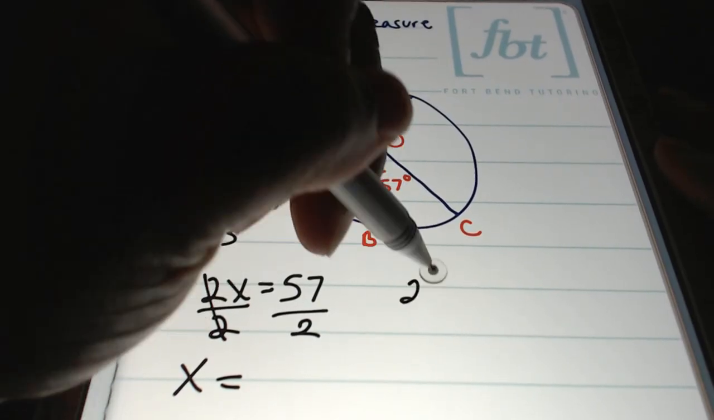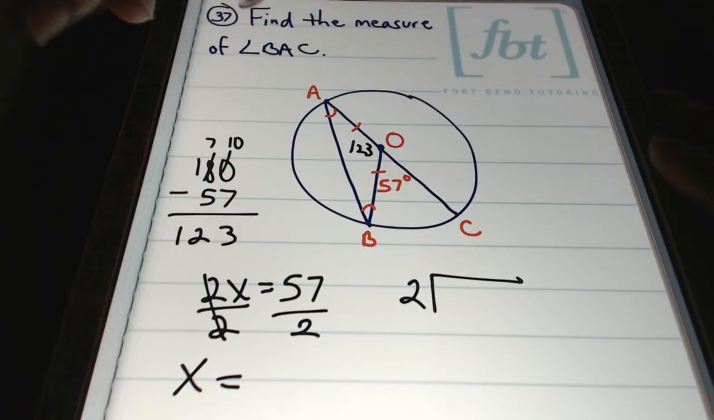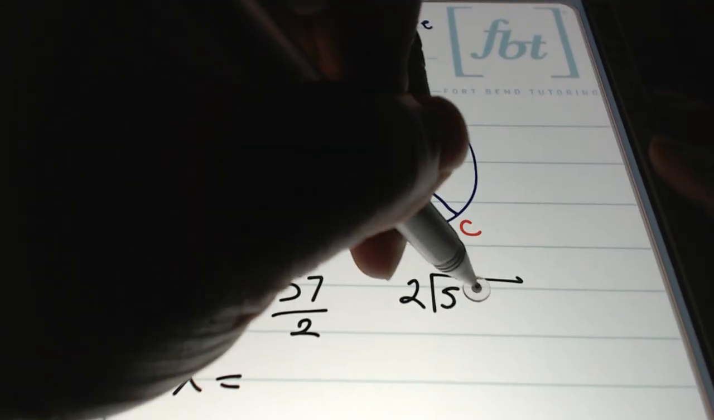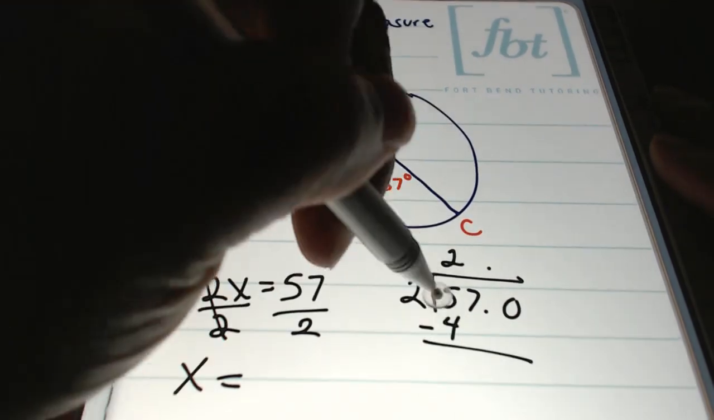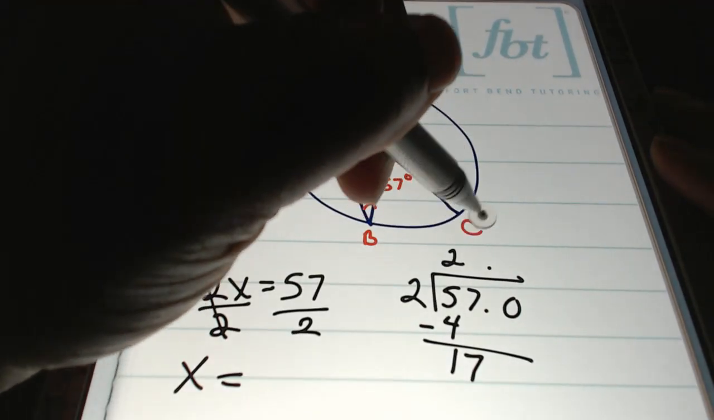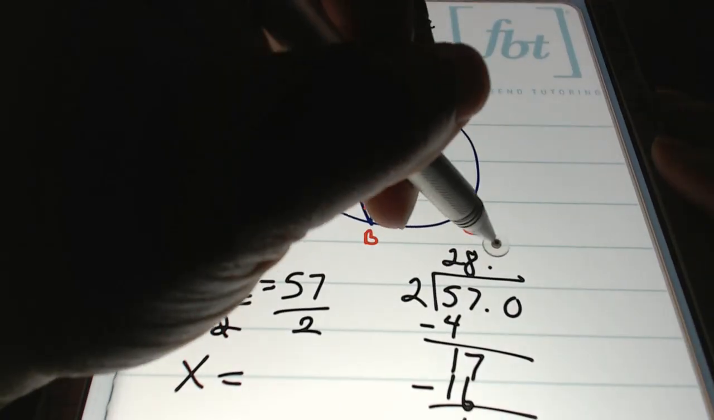And I've got to try to make up for that other problem. I think it was the second problem where I couldn't divide. Let's go ahead and see if I can make up for that today. We'll have 2 going into 5 twice. It's going to be 4. We'll change the sign. We'll have a 1 to 7. 2 goes into 17. That's going to be 8 times. We'll have 16. We'll bring down the 0. 2 goes into 10 5 times.